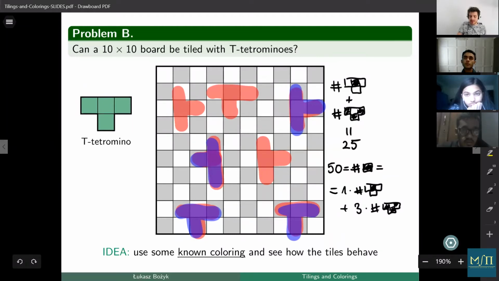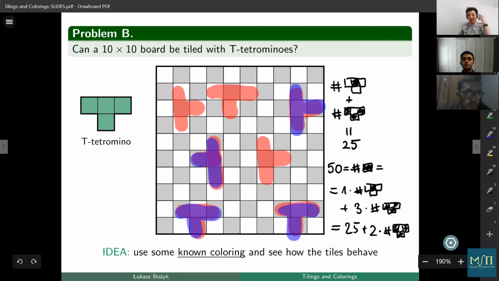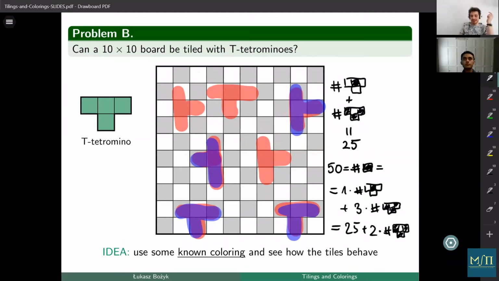Okay, so the total number of cells within the entire board is 1 times the number of these guys plus 3 times the number of these guys. And given that we know that this plus this is 25, we get that it's 25 plus 2 times the number of the black ones, dominoes colored black. And you can see a contradiction now, right? Because we would need to have twice the number of tiles of this kind, the blue ones, be equal to 25, which cannot hold, right? Because 25 is an odd number and twice a number of tiles is an even number.